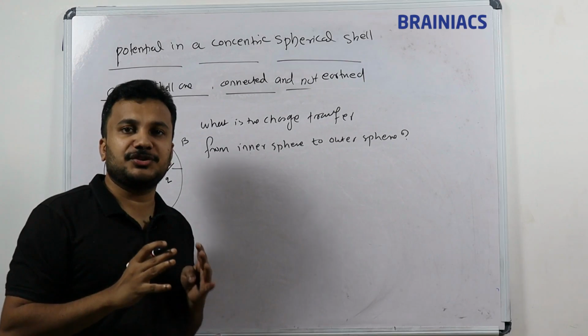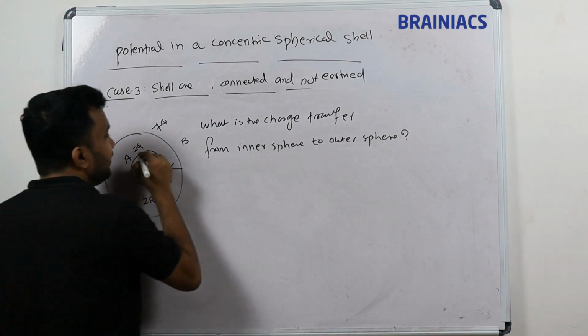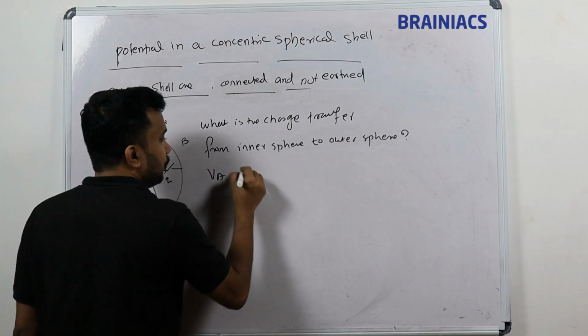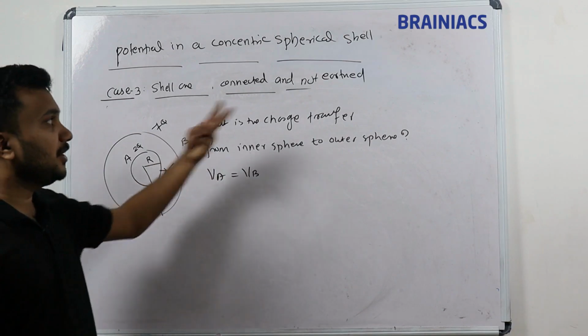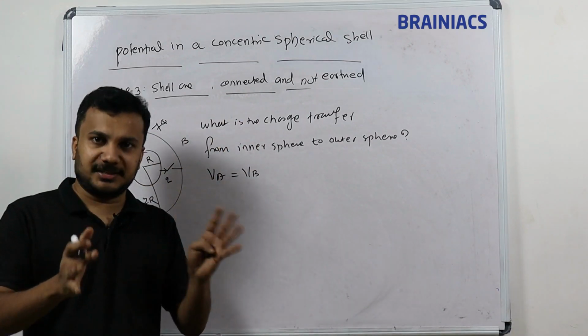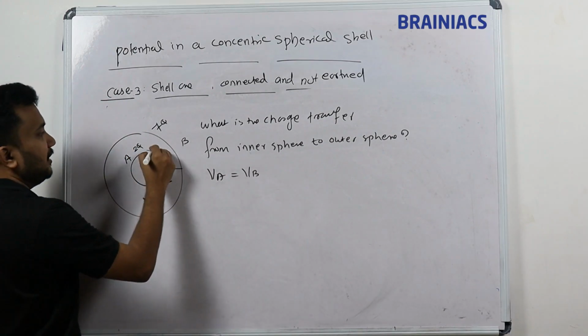Here the main concept is, if it is earthed, it means potential is equal to 0, but here it is not earthed, it is connected. Connected means potential at A will be equal to potential at B. That is the concept. Potentials are same. That is the meaning of connection. Connection means potentials are same. Earthed means potential is equal to 0.